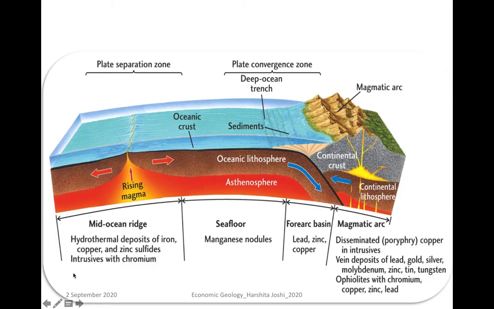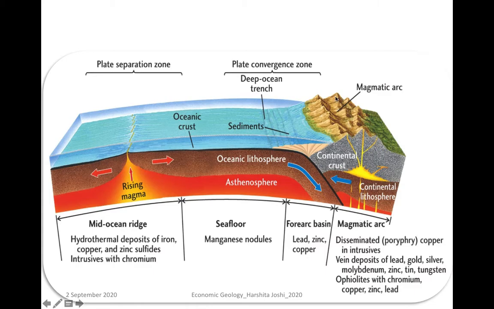So, here I am giving a few examples of the minerals which are present in reference to the plate margins or plate convergence and separation. So, in the mid-oceanic ridges, you find a lot of iron, copper, zinc sulfides, including chromium also. Within the sea floor, you get manganese nodules. In the fore-arc basin, a basin which is developed in the frontal part of the mountain due to subduction, you find various lead, zinc, and copper deposits.